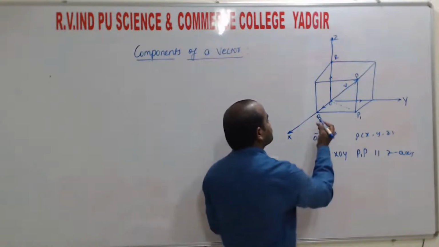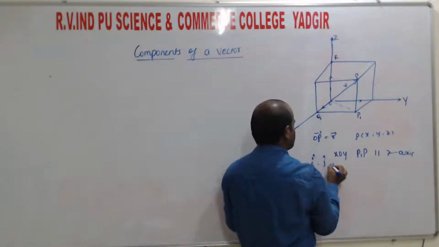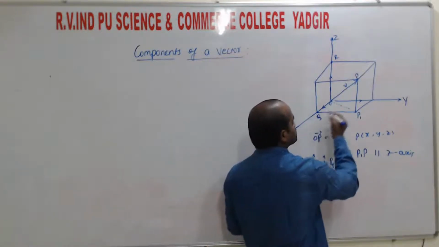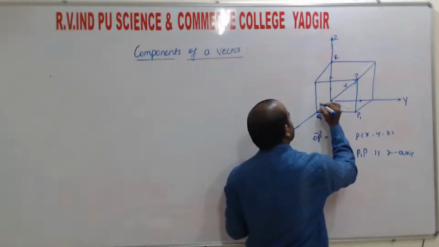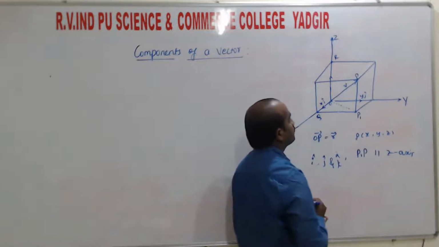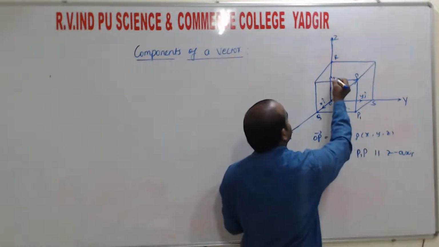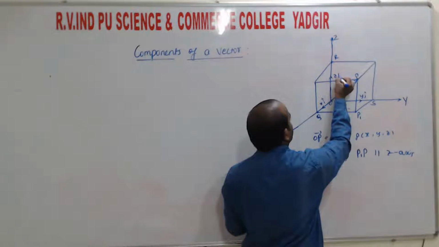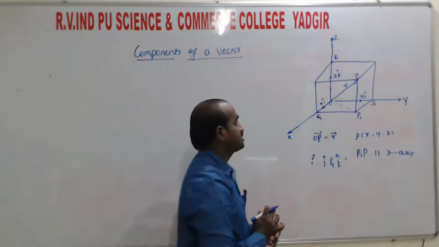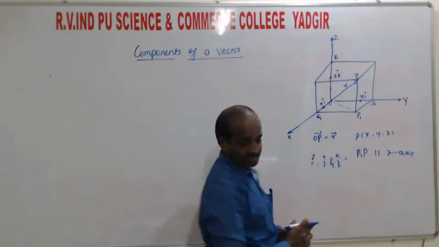Next, since i cap, j cap, and k cap are the unit vectors along x, y, z, now you are taking x i cap, this one y j cap, and this one z k cap. i cap, j cap, k cap are the unit vectors along the x-axis, y-axis, z-axis respectively.